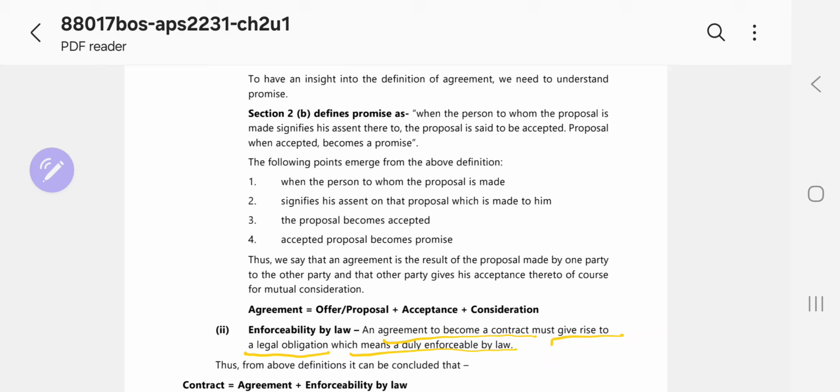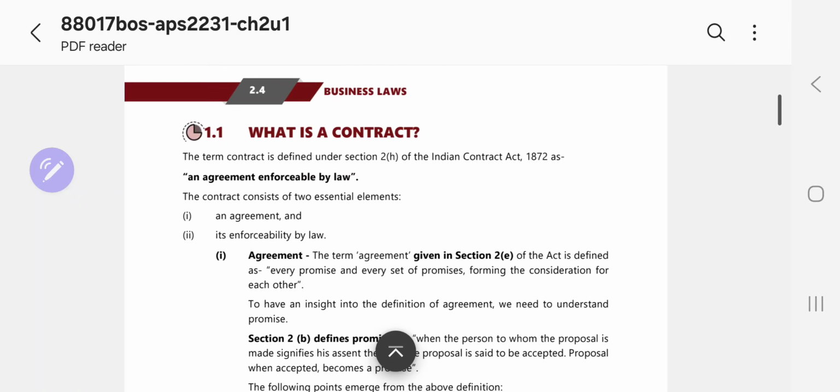Okay, when that agreement is bound by legal actions or legal terms and contracts, that agreement is turned into a contract. So for an agreement to become a contract, there should be enforceability by law. So the contract contains two essential elements. First one is agreement and the second one is enforceability by law.